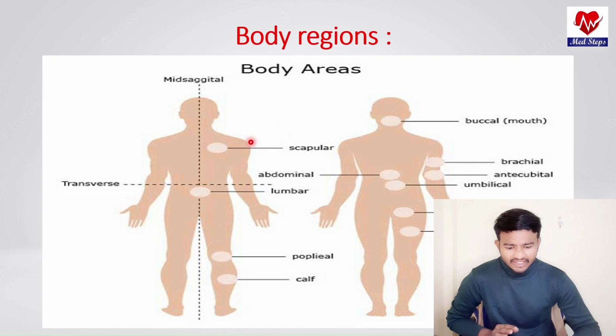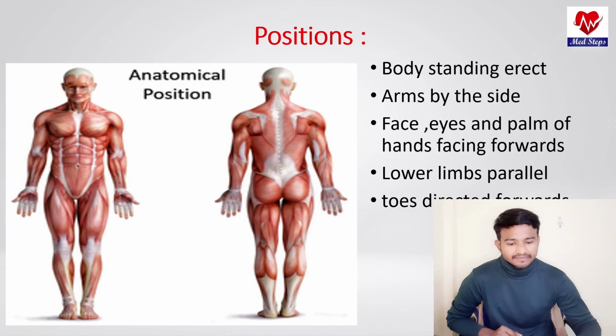If you see the body regions, you can see the scapular here, lumbar and popliteal and calf area. Next, this is the buccal area, this is brachial area, this is antecubital, and this is abdominal area, this is umbilical, and this is inguinal area, and this is femoral area. These are the body regions.